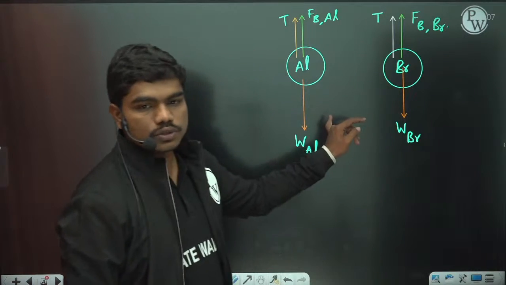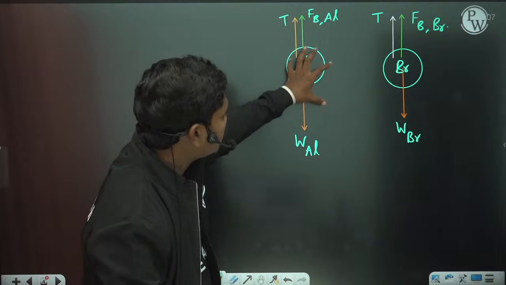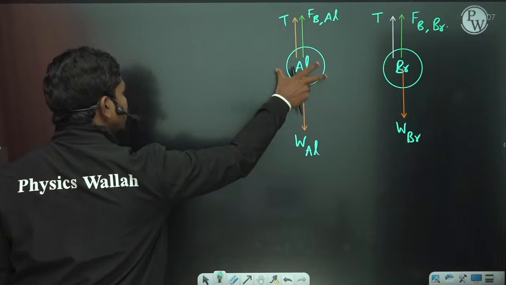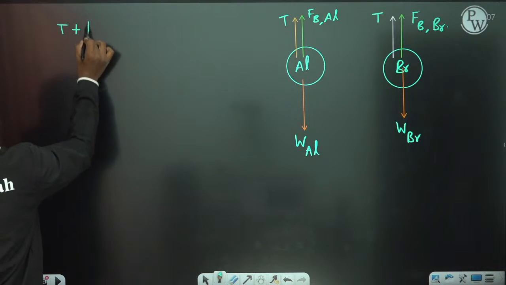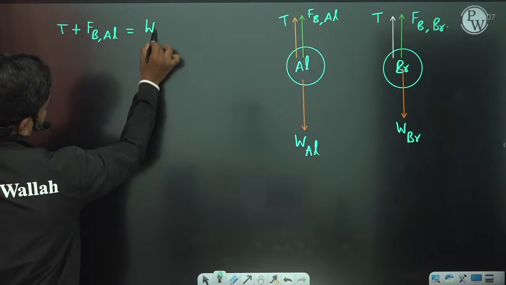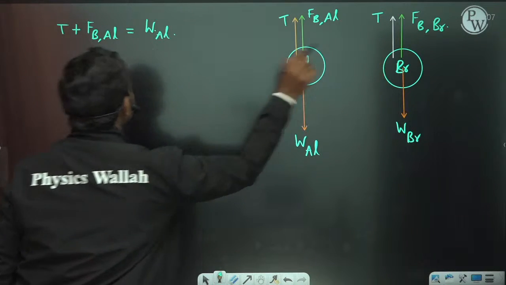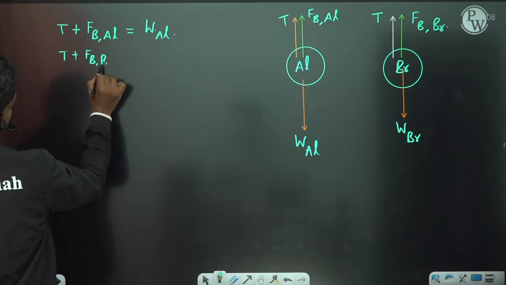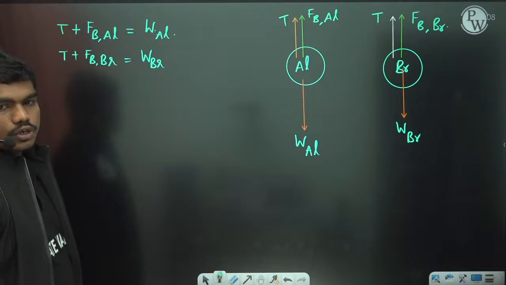Now under these force conditions, these two balls are in equilibrium. Let us take care of this particular ball. If you draw a free body diagram, since this ball is stationary, we can write T plus the buoyancy force acting on the aluminum is equal to the weight of the aluminum ball. Similarly, from the free body diagram, we can write T plus F buoyancy acting on the brass ball is equal to the weight of the brass ball. So these are the two things that we can write.